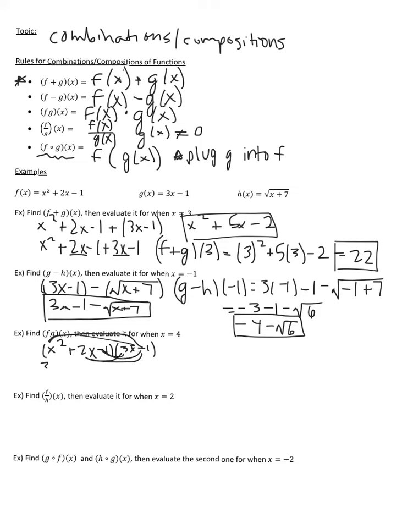So that's going to be 3x cubed minus x squared plus 6x squared minus 2x minus 3x plus 1. So I took x squared times both, 2x times both, and then negative 1 times both. Now I can combine my like terms. That's going to be 3x cubed plus 5x squared minus 5x plus 1.